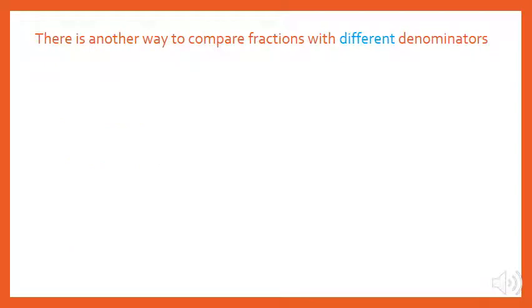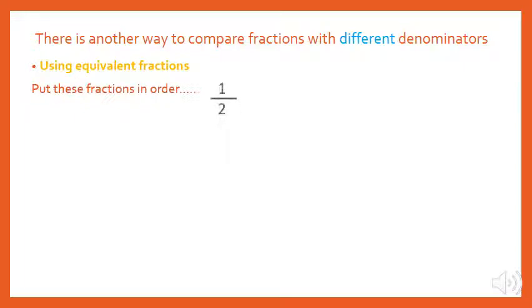Here, this is the other way to compare fractions with different denominators and different numerators, using equivalent fractions. We will go back to the previous lesson that we studied about equivalent fractions. Do you remember how we can make the fractions equal? Let's see. Put these fractions in order. You have here 1/2, 3/8, and 1/4. As you see, different numerators with different denominators.